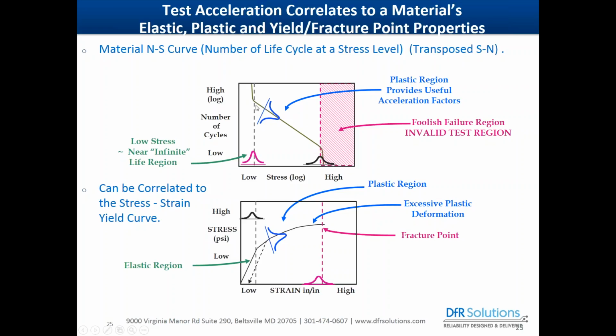So this is the useful range that we want to design an accelerated life test. Because if we take the test level up to stresses that get us into the yield point or fracture point of a material, that's when we get into this foolish failure region. And that means our stress levels are so high that we are no longer wearing out our products, we are breaking them. And breaking a product does not tell you anything about its true durability capabilities.